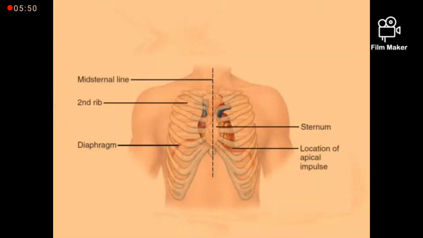So here you can see along the midline, and it extends from here. You can see second rib, you can see sternum, and below it is resting on diaphragm, and you can see location of the apical pulse.